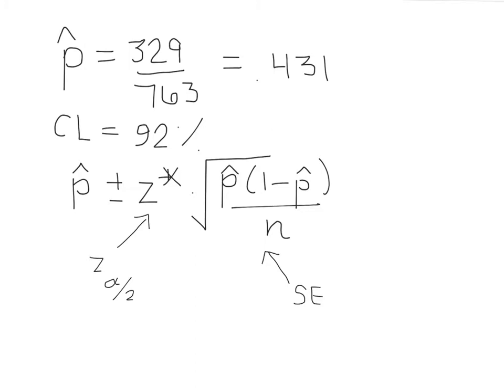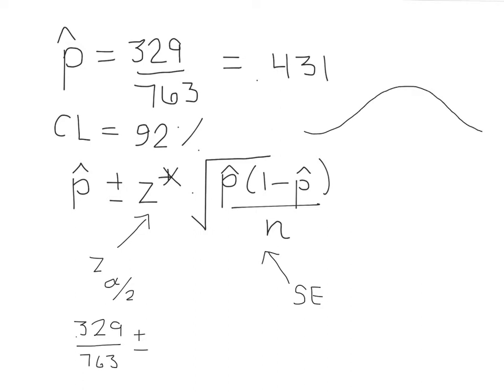So what we need to do is enter all of the values necessary for this calculation. So our p-hat, we said, was 329 out of 763. Our z-star we're going to need to get in the very same way that we did in the previous video that I made for you. We can either go to our table and look for the z-score, or we can do the inverse norm.